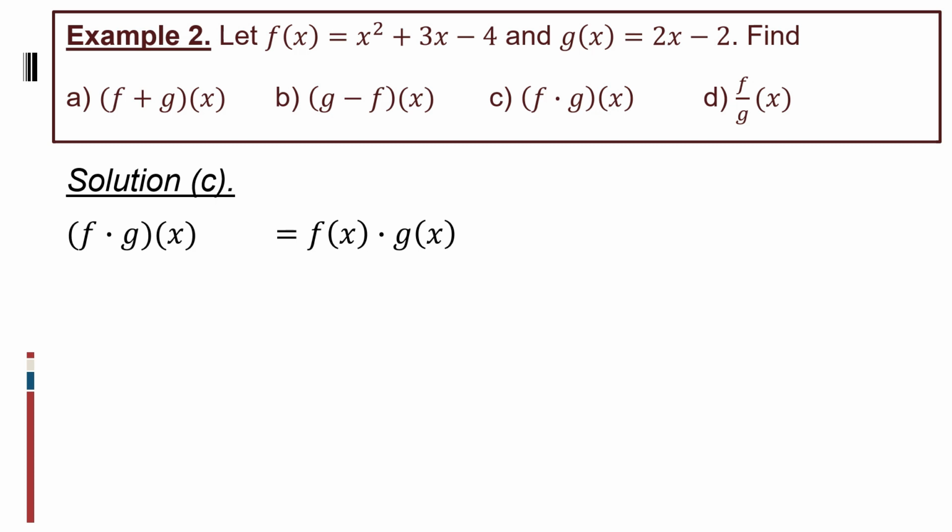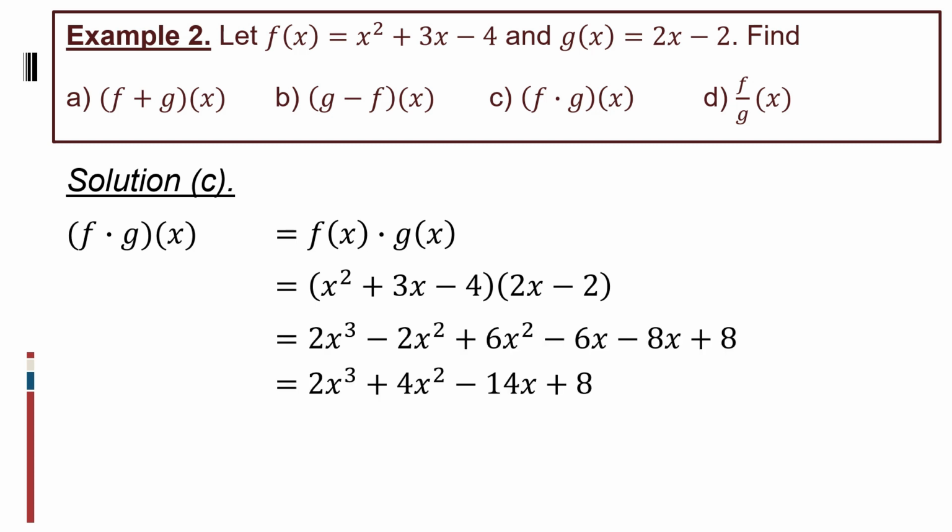For our letter C, f times g of x is equal to f of x times g of x. So if we substitute, that is x squared plus 3x minus 4 times 2x minus 2. So we have x squared times 2x is 2x cubed. X squared times negative 2 is negative 2x squared. Then we have 3x times 2x is 6x squared. 3x times negative 2 is negative 6x. And finally, negative 4 times 2x is negative 8x. Negative 4 times negative 2 is positive 8.